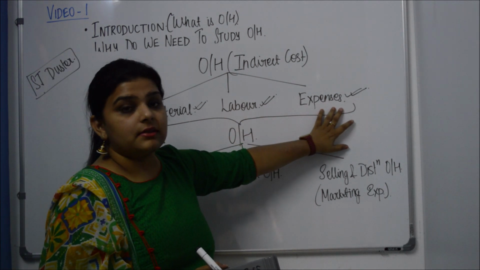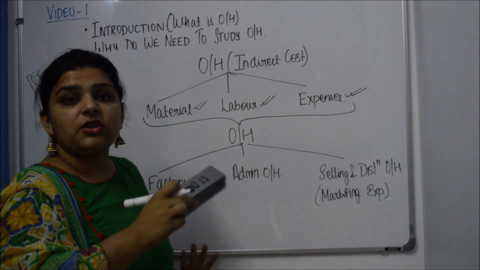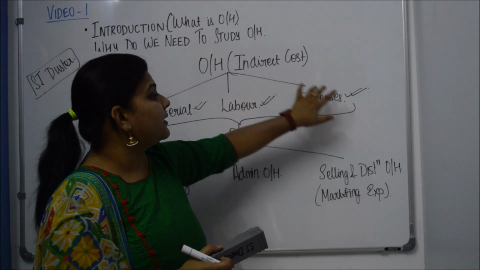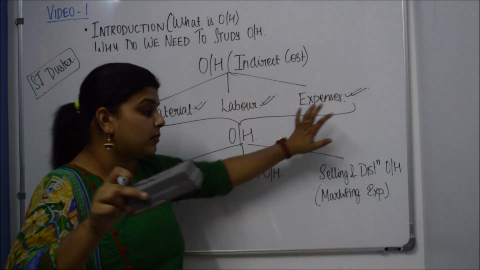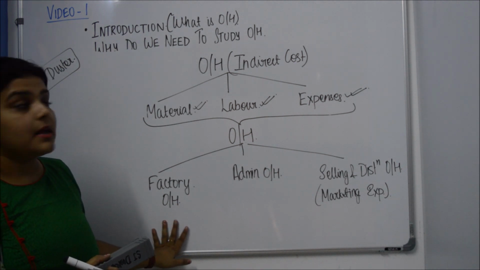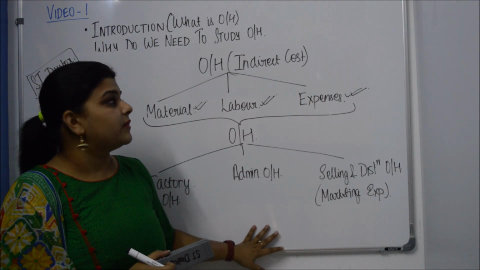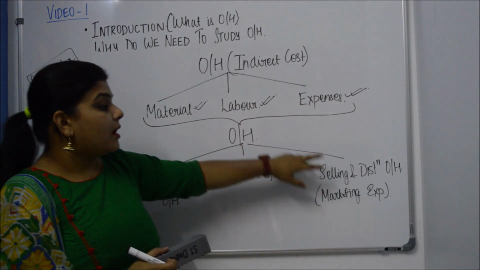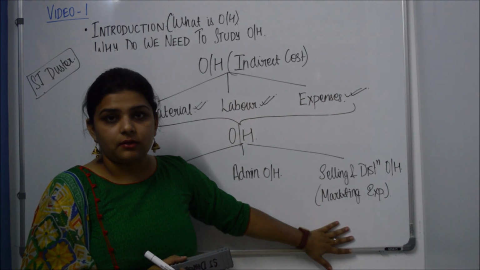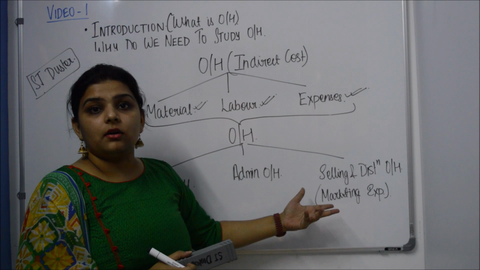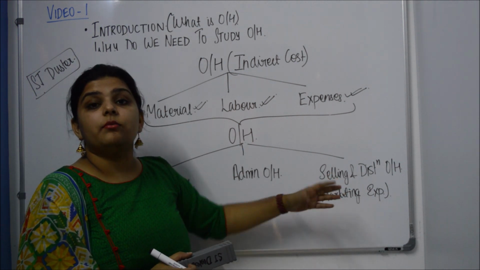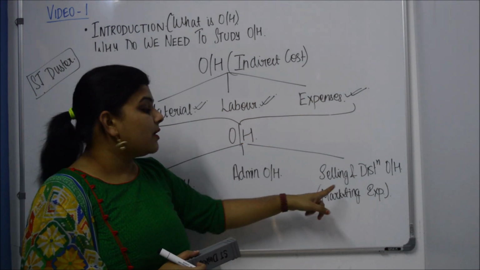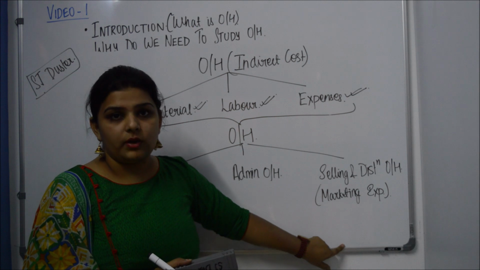Similarly, come to the expenses. Let us say there is refreshment given to the workers. What is it? Again, indirect expenses for the factory workers, factory overhead. Electricity charges used in the office are indirect expenses used by the office, admin overheads. Electricity used by the sales department, water charges, all these indirect expenses used by the sales department become selling and distribution overhead.